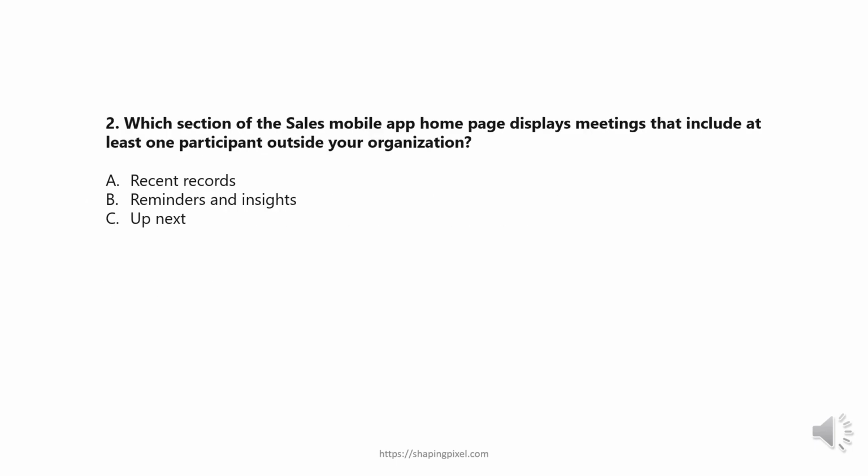Which section of the Sales mobile app homepage displays meetings that include at least one participant outside your organization? Recent records, reminders and insights. Up next. Correct answer is option C.